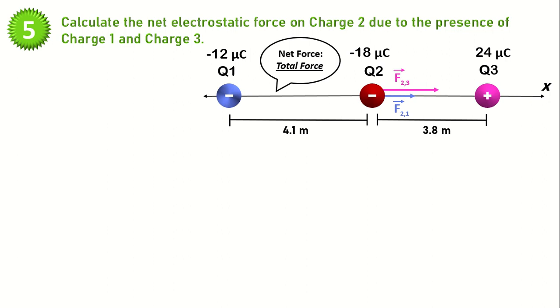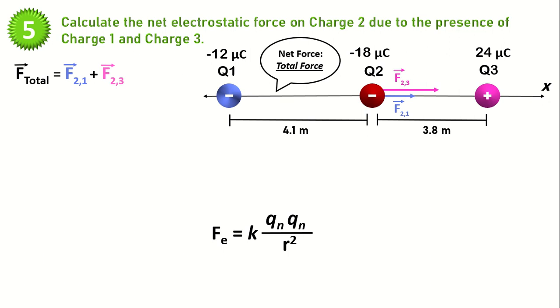So as we can see, the net force will essentially be the addition of this pink vector and this blue vector. It's the force on charge 2 due to the presence of charge 3 plus the force on charge 2 due to the presence of charge 1. So here's the formula: the total force is equal to the force on charge 2 due to charge 1 plus the force on charge 2 due to charge 3. And here's Coulomb's law: the electrostatic force is equal to K times Qn times Qn all divided by R squared.